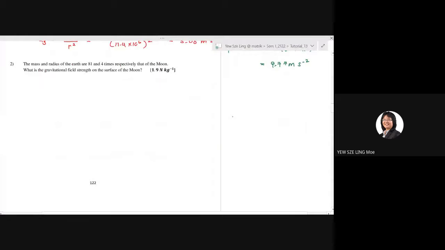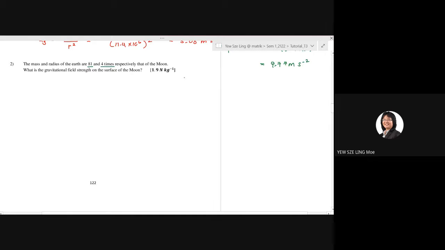Okay, now let's look at question 2. The mass and radius of Earth are 81 times and 4 times respectively that of the moon. Okay, 81 times of the moon and 4 times of the moon. What does it mean? It means if you use Earth divided by moon, then you will get 81 times and 4 times. Okay, so that is the ratio. So what is the gravitational field strength on the surface of the moon?